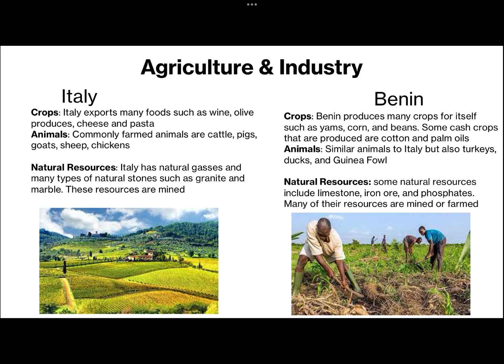They have some natural resources. Many of them are underground, such as limestone, iron ore, and phosphates. These resources are either mined or farmed, referring to the crop.